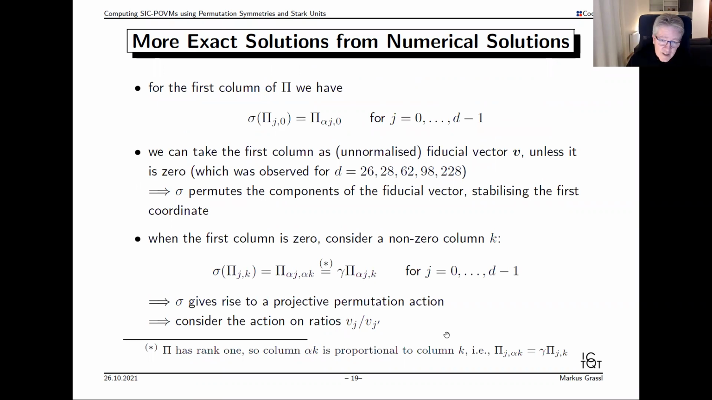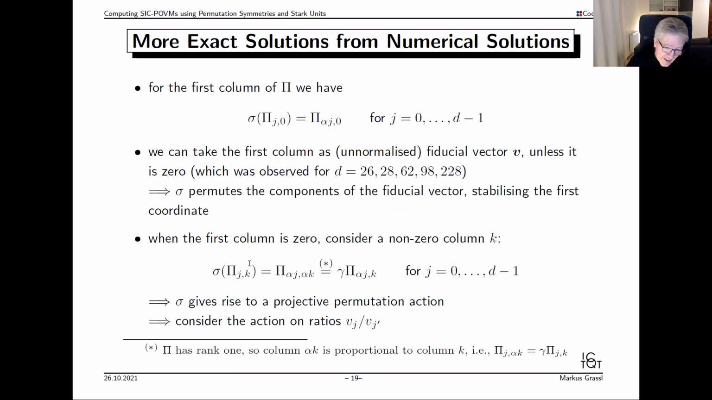When we look in particular at the first column of our vector, we find that clearly the 0 is a fixed point of our permutation action. So what we get is a permutation on the indices of the first column. So we can take this as a fiducial vector. However, it might happen that the first column of our projection operator is actually 0. That was observed for these particular dimensions. And in that case, we cannot use the first column as our fiducial vector since it's just identical 0.